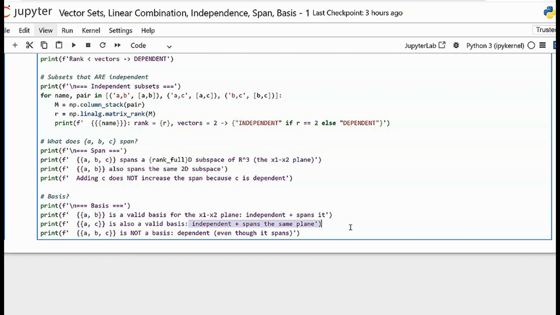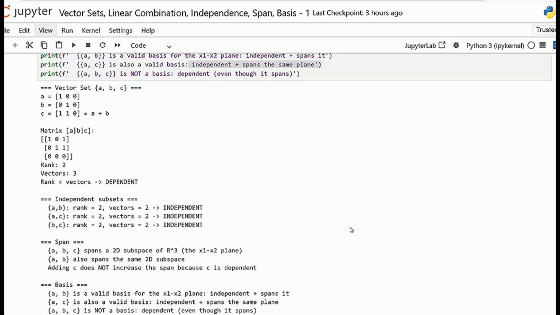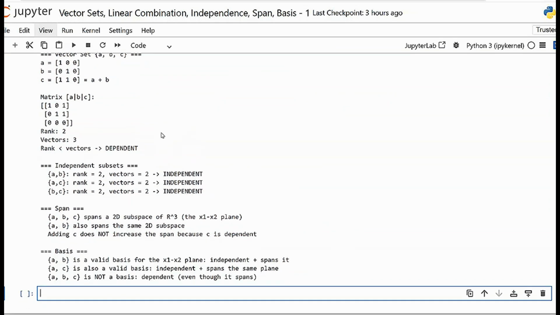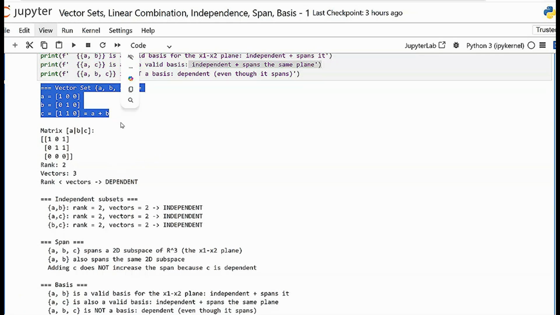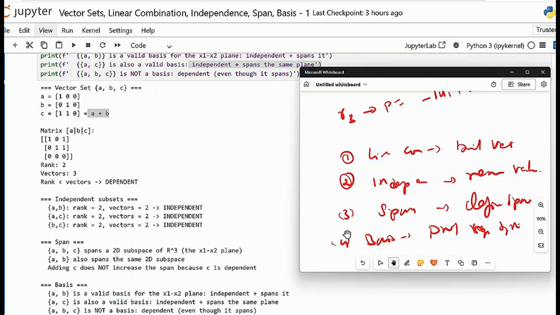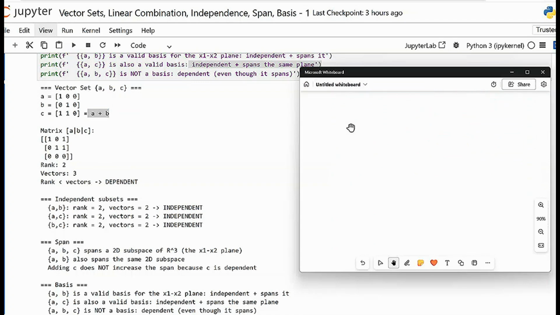Let me execute it and kindly check the output. See here, dear friends, all the things. This is how we have the vector set A, B, C, where C is equal to A plus B. Clearly, the first point is about the vector set: we have a set A, B, C, where the resultant is C equal to A plus B.